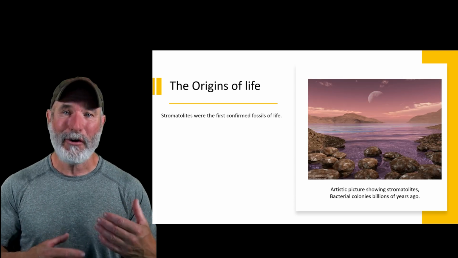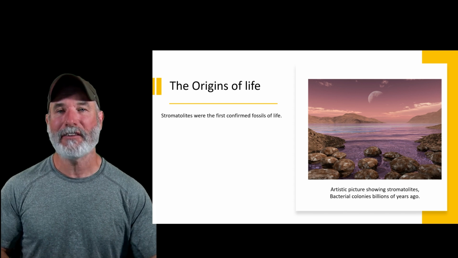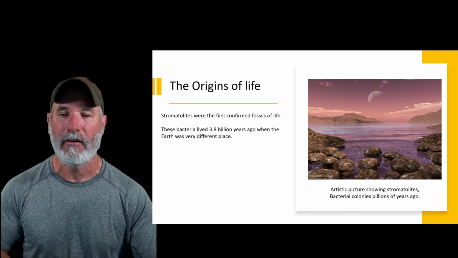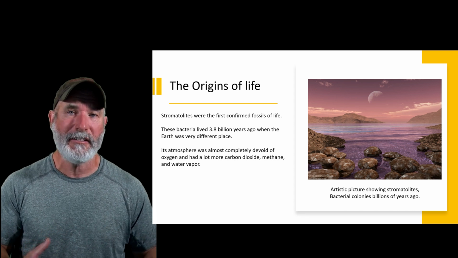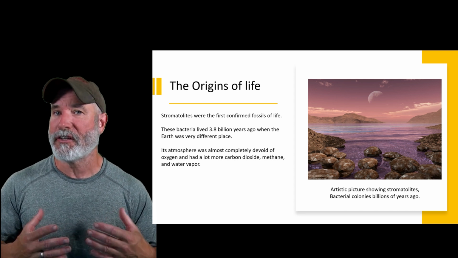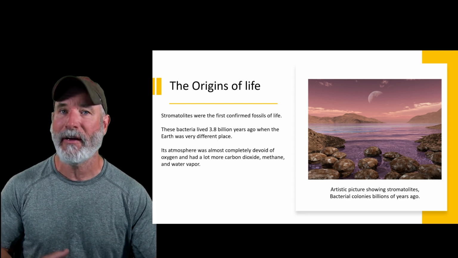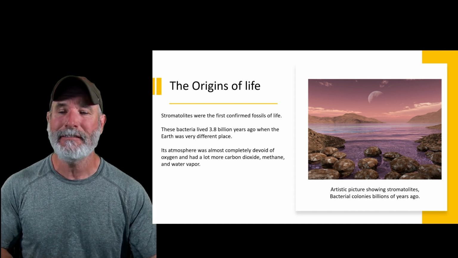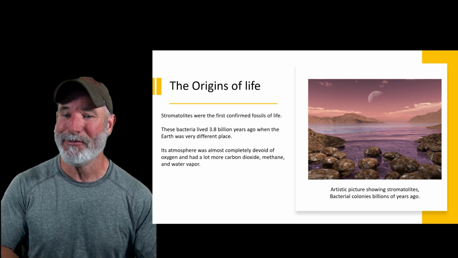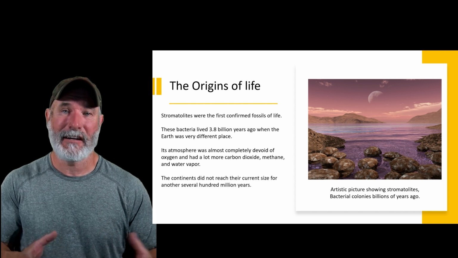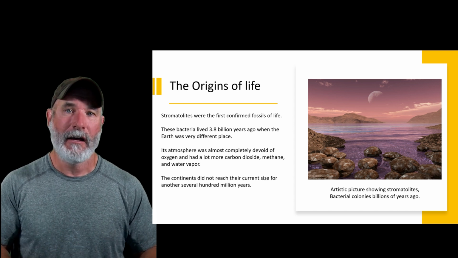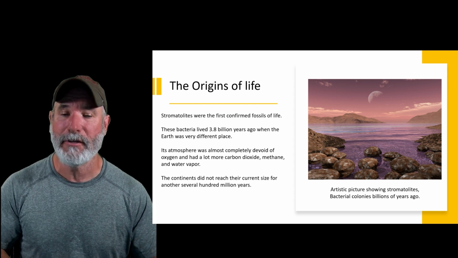And the first confirmed life are fossils of these stromatolites, and these are about 3.8 billion years ago. And the Earth was a really different place back then. The atmosphere was mostly carbon dioxide, water vapor, methane, maybe some ammonia, nitrogen, and almost no oxygen. And the continents didn't even get to their original size or their size today until probably 3.5 billion years ago.